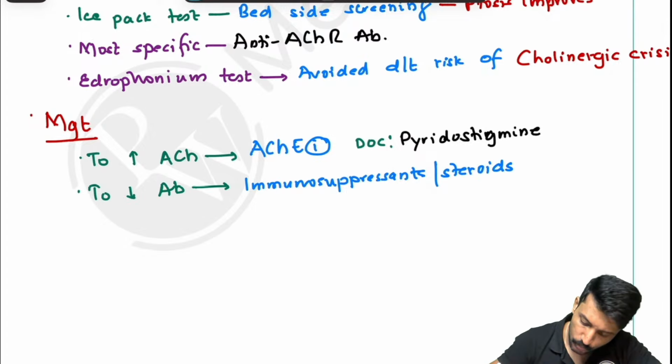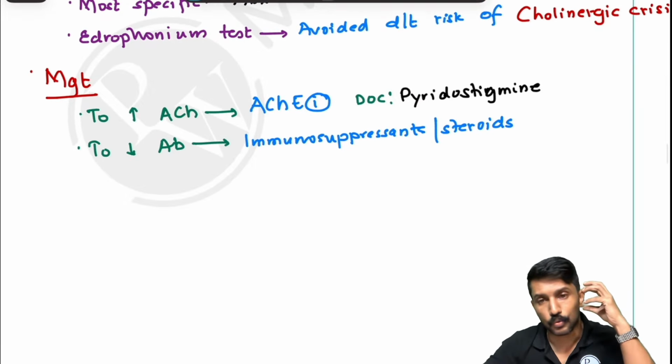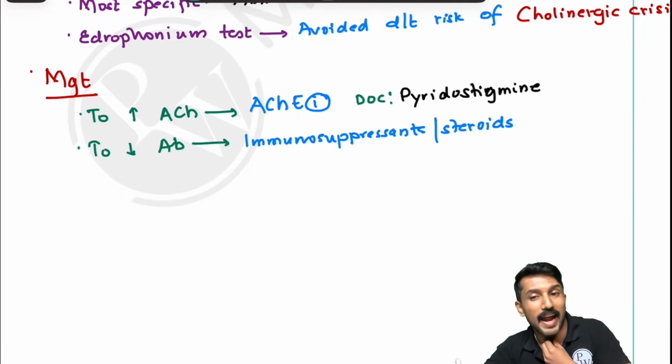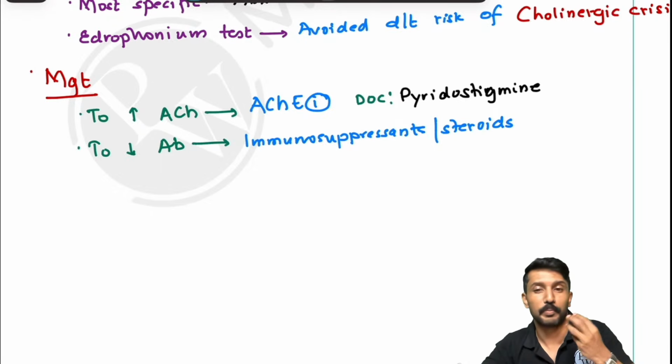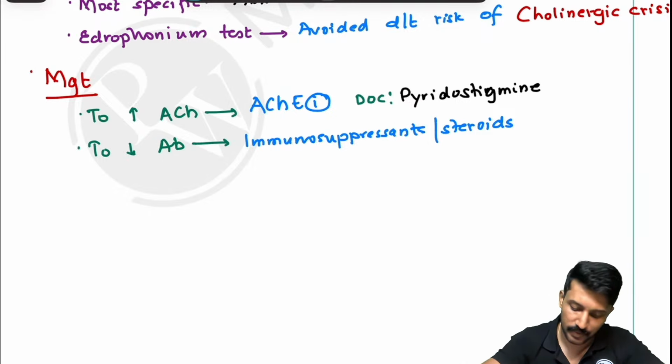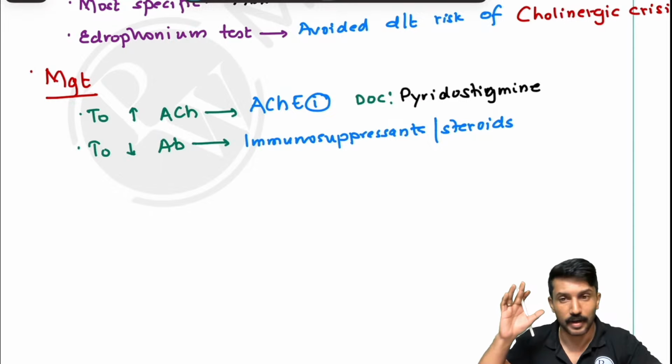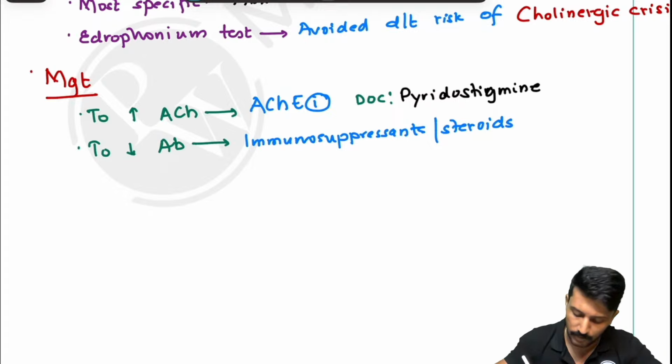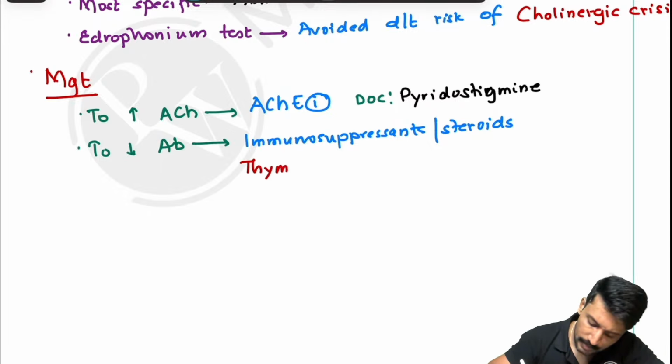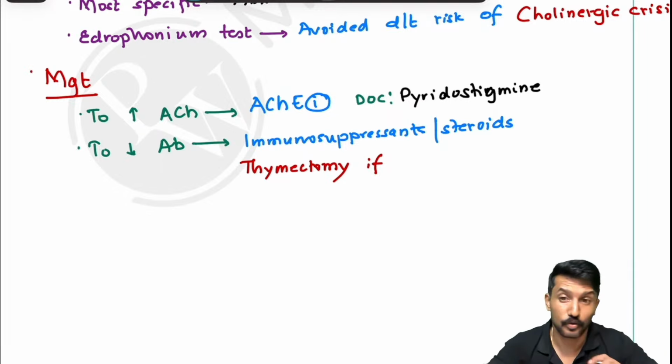Another thing I can do to decrease the antibodies is to get rid of the thymus gland, because the antigen for this myasthenia gravis is the myoepithelial cell of the thymus gland. That's why removing the thymus gland gets rid of the antigen. If no antigen, no antibody, right? So we may consider thymectomy, though not for all patients.